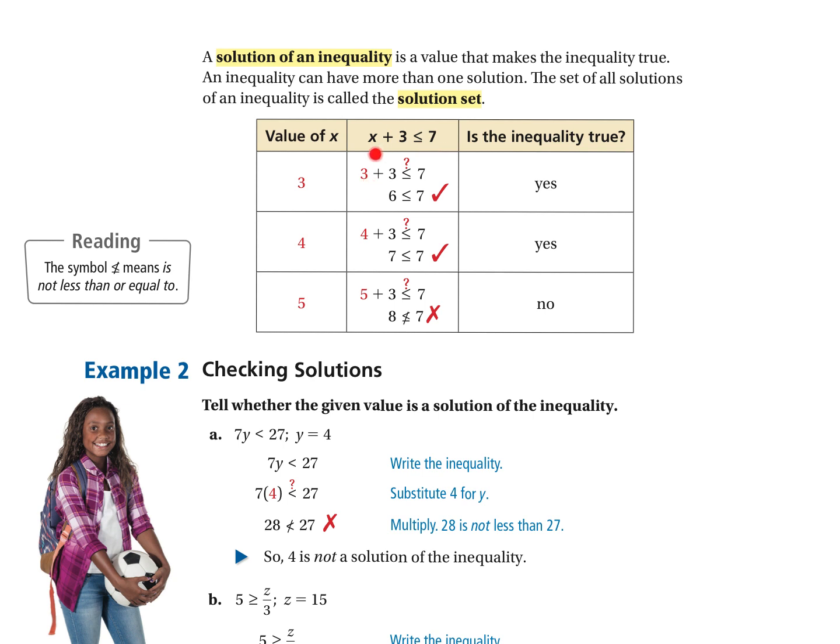So I'm going to replace my x with my 3, solve this part, which is 6. 6 is less than or equal to 7. If that is true, then yes, it is true. If I plug in 4, 4 plus 3 is 7. Is 7 less than or equal to 7? Yes, it is. But when you plug in 5, it becomes 8, which is not less than or equal to 7. So no, it is not true.